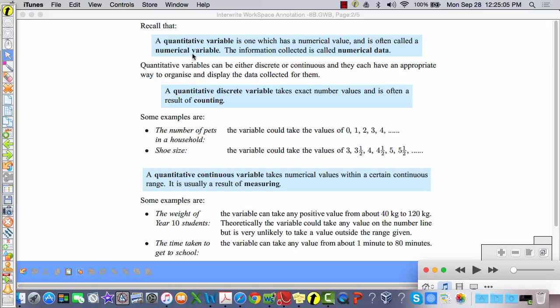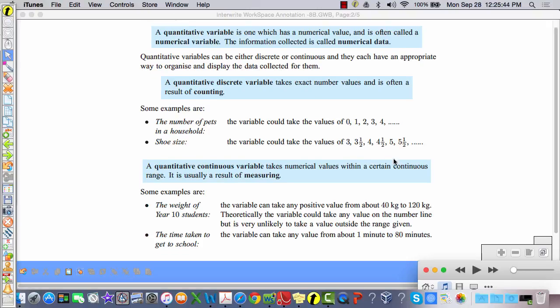Recall that a quantitative variable or data is one which has a numerical value and is often called a numerical variable. So we think of it as numerical data. A quantitative discrete variable takes exact number values and is often a result of counting. So this is the difference between discrete and continuous. That's what we're going for here. For example, the number of pumpkins per household, the number of pets in a household takes on a particular number. A shoe size doesn't have to be an integer. This is a good example. The variable could be a mixed number, a fraction, okay?